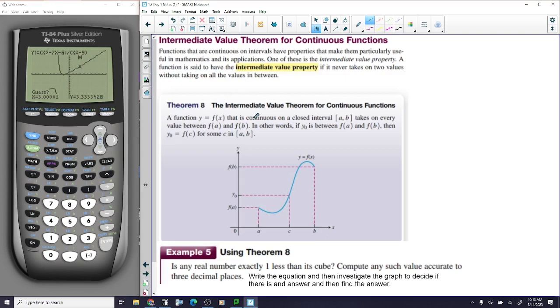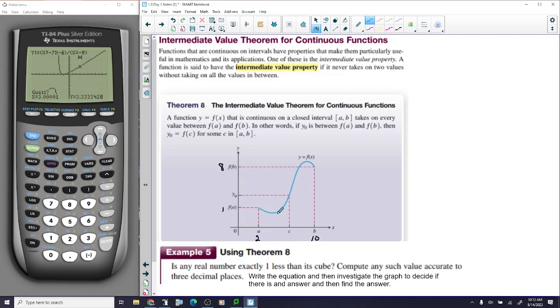The intermediate value theorem for continuous functions: a function y equals f of x that is continuous on a closed interval [a, b] takes on every value between f of a and f of b. In other words, if y sub 0 is between f of a and f of b, then y sub 0 equals f of c for some c in [a, b]. So what is all this saying? Let's say a was 2 and b was 10, and f of a, or the y, is 1 and f of b is 8.